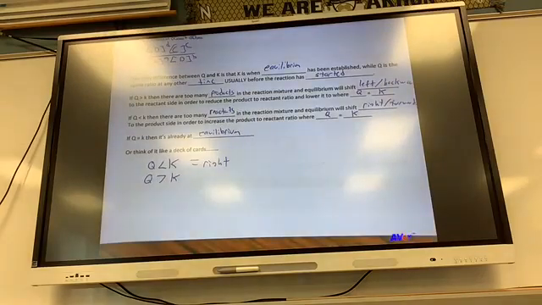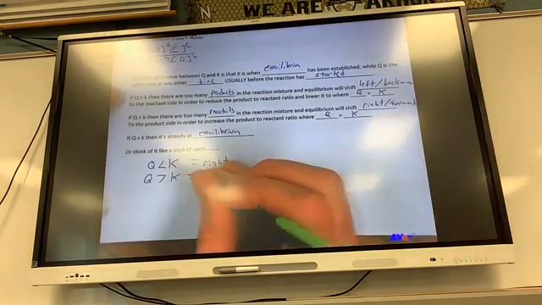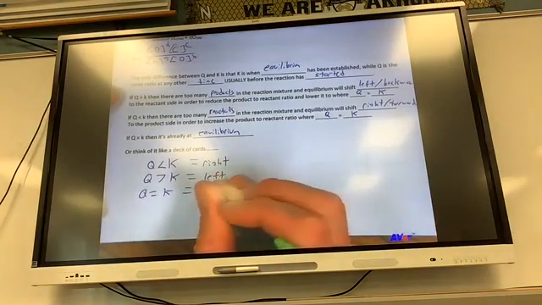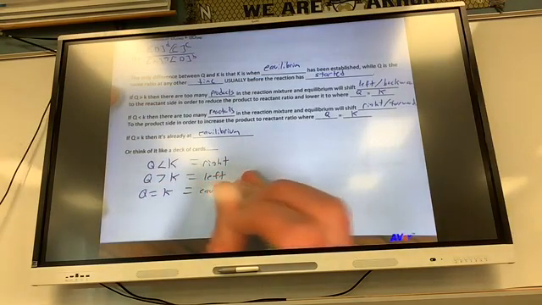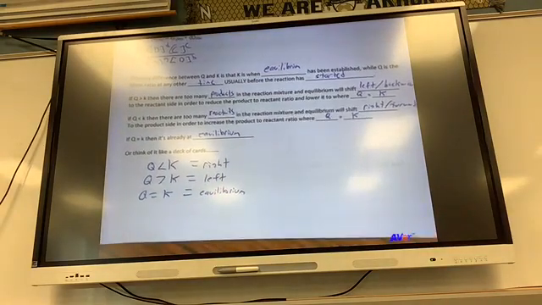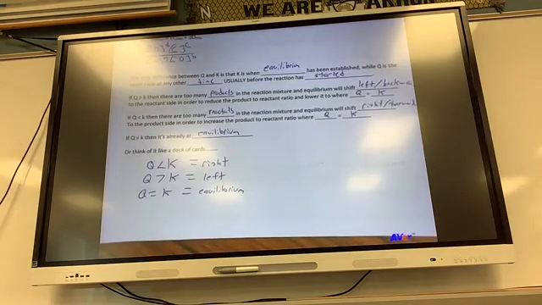That shifts which way? Left. If Q is greater than K, it shifts left. And if Q is equal to K, it is already at equilibrium. So that is how I remember this. If the queen's less than the king, that's right. If the queen is greater than the king, that's wrong, so it shifts left. If Q is equal to K, it is already at equilibrium. Cool? So that's a little fun way to remember it.